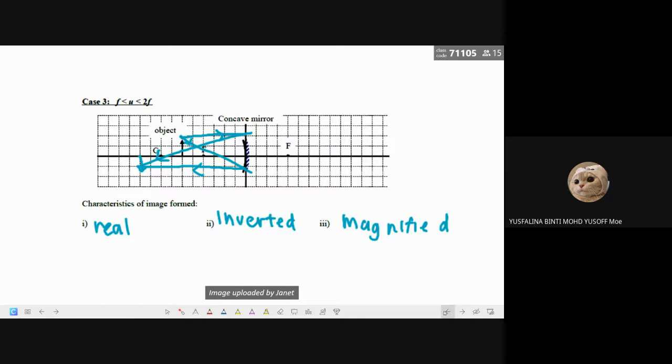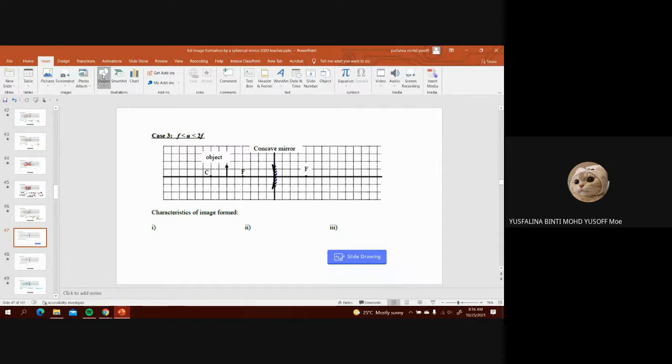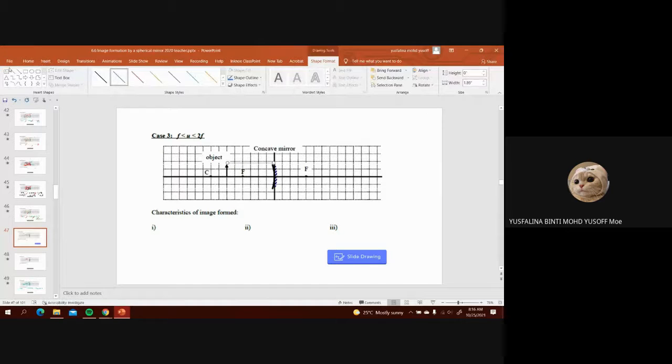Nirupa, what happened? Okay, for this one, right? From here goes here, then it will be reflected back to F. And another one from here goes to F, then is reflected back. You can see there's still no intersection, so you just make the line longer until it intersects each other. So let's see the diagram.